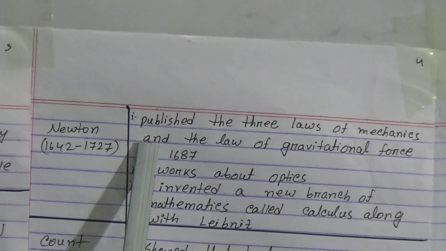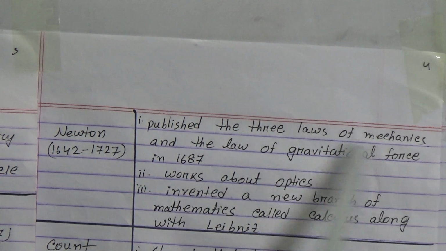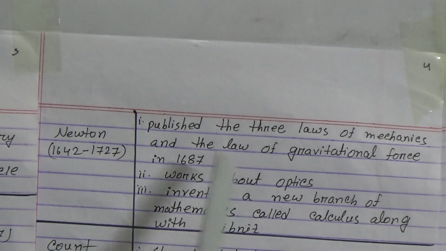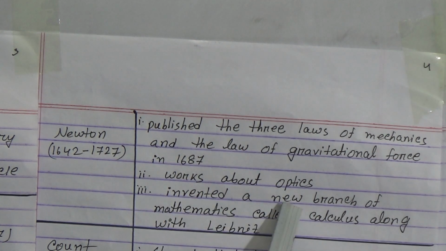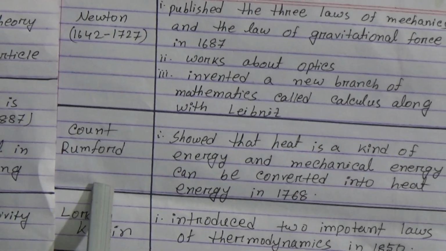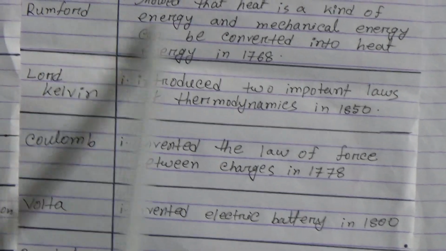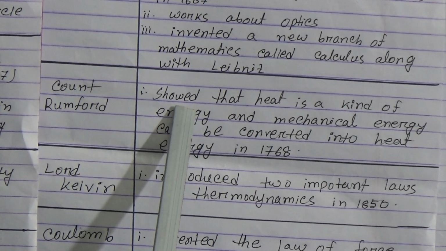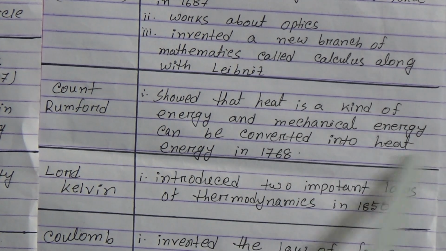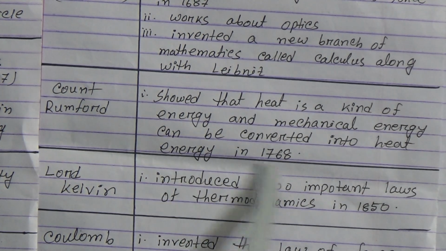The scientist's name is Newton, 1642 to 1727. His invention is he published the 3 laws of mechanics and the law of gravitational force in 1687. Number 2, works about optics. Number 3, invented a new branch of mathematics called calculus along with Leibniz. The scientist's name is Count Rumford. His invention showed that heat is a kind of energy and mechanical energy can be converted into heat energy in 1768.